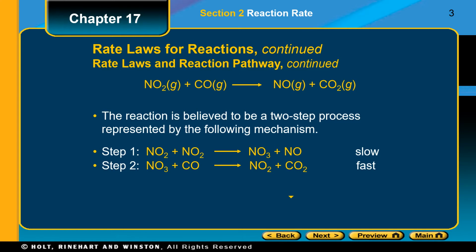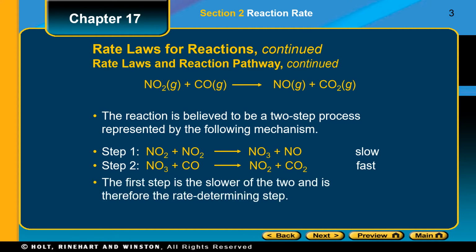Now, obviously, you'd have to design an experiment where you could do each of these isolated from each other. Like the second step might be a reaction in which we've taken nitrogen trioxide and carbon monoxide and gotten them to react and find out what rate they occur at, but then we can see what the overall reaction is. Now, that first step is the slower of the two and is therefore the rate determining step.